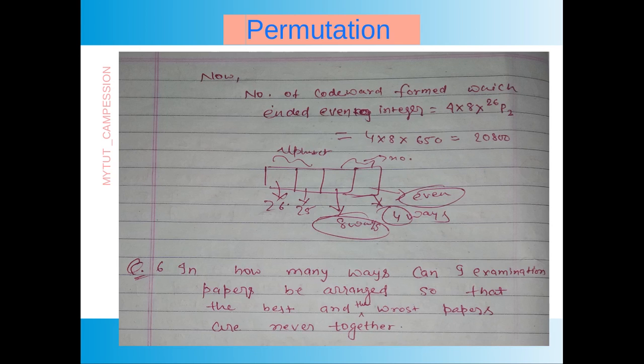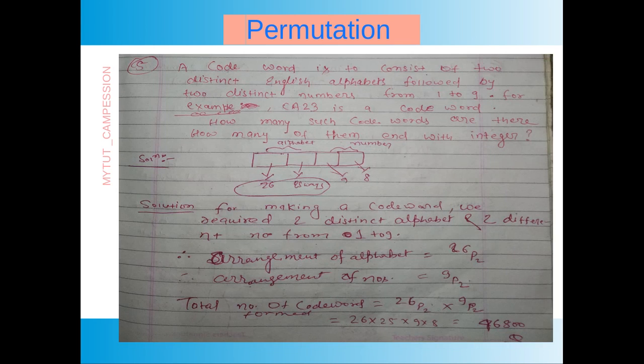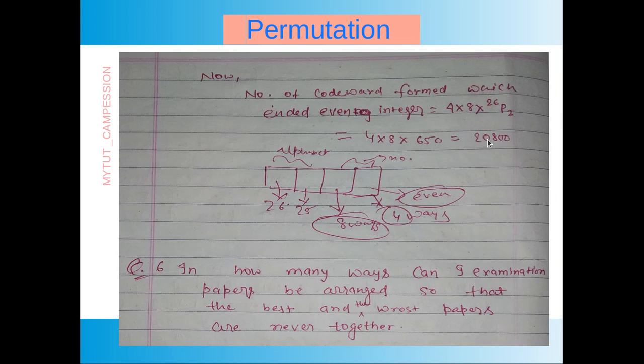Now the number of code words which end with an even integer. You can correct the question here, there is a mistake. Here the last digit is the right even integer. So now find the number of code words which end with an even integer. How many ways can you place an even integer?